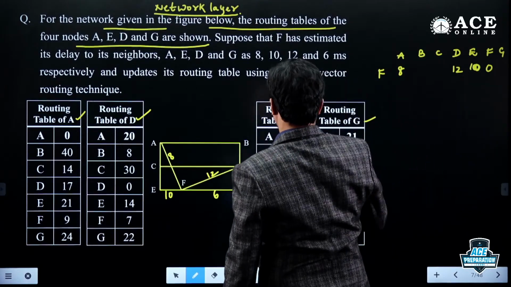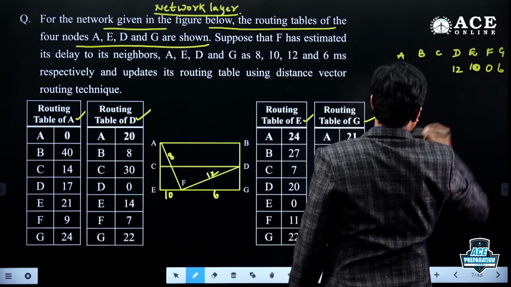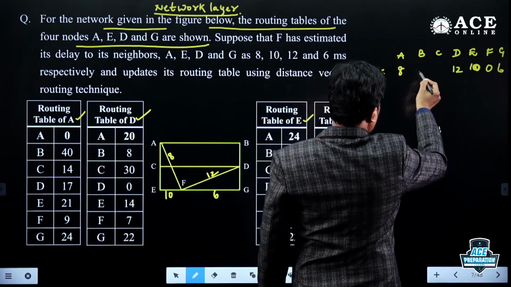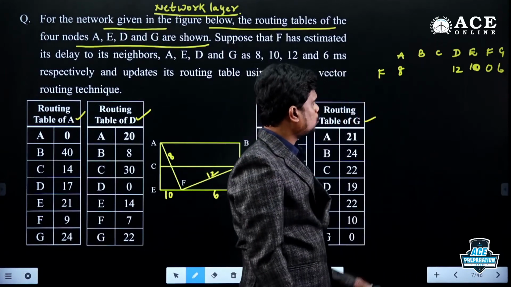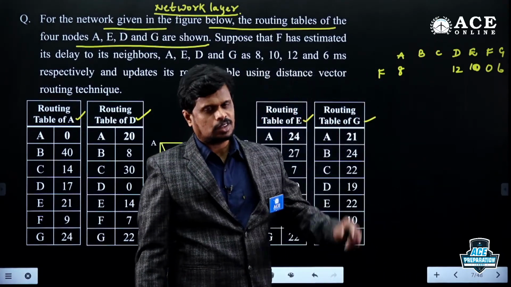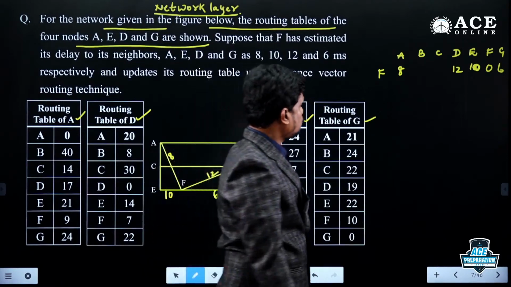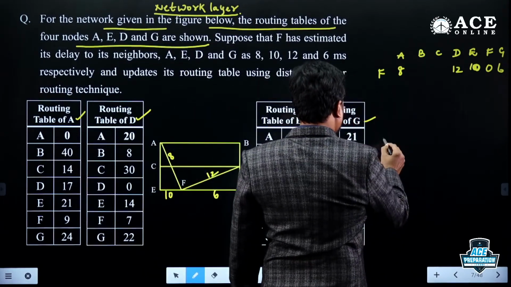And F to G is given as 6. So we need to calculate the distance vector of B and C. I mean, we need to calculate the cost for F to B and F to C. With that, we can complete F's routing table. Okay, right. So verify from F.